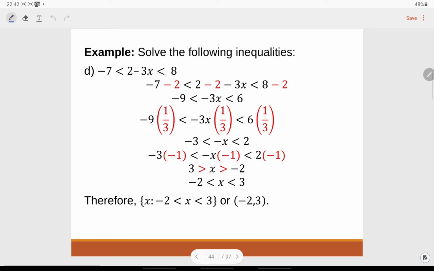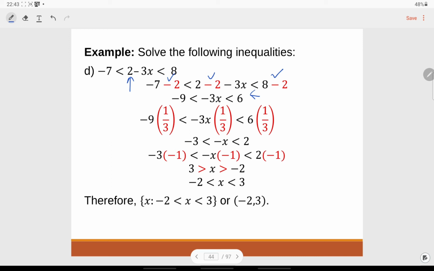Okay, and the next one we have 2 minus 3x greater than negative 7 and less than 8. How to solve this problem? The first strategy is by eliminating 2 in the middle. How to make it possible? We need to deduct 2 at every item. We minus 2 here, minus 2 here, minus 2 here. So we simplify, we come up with this inequality.